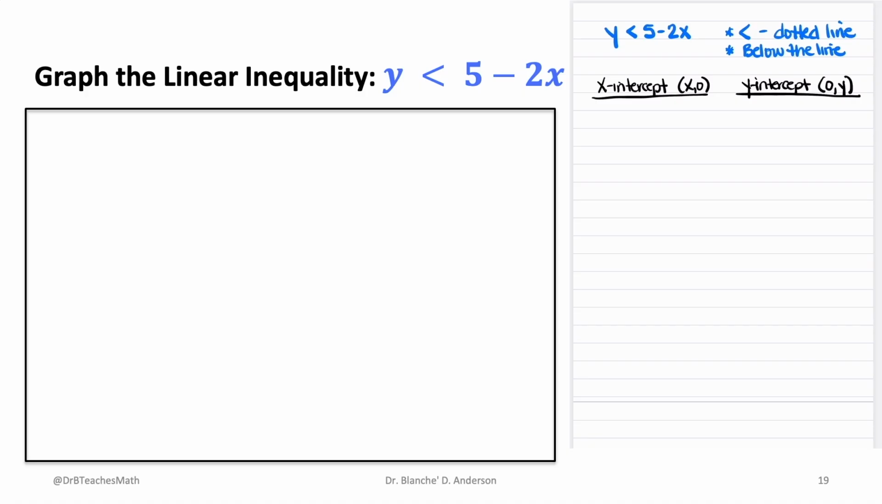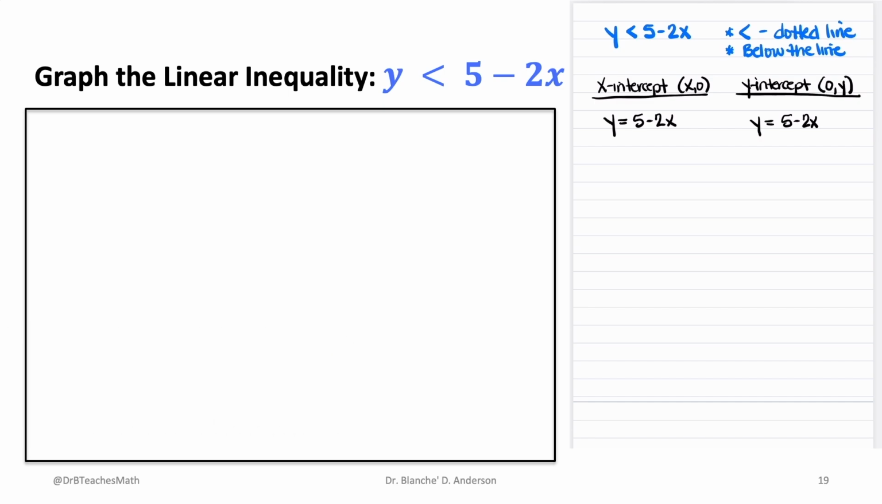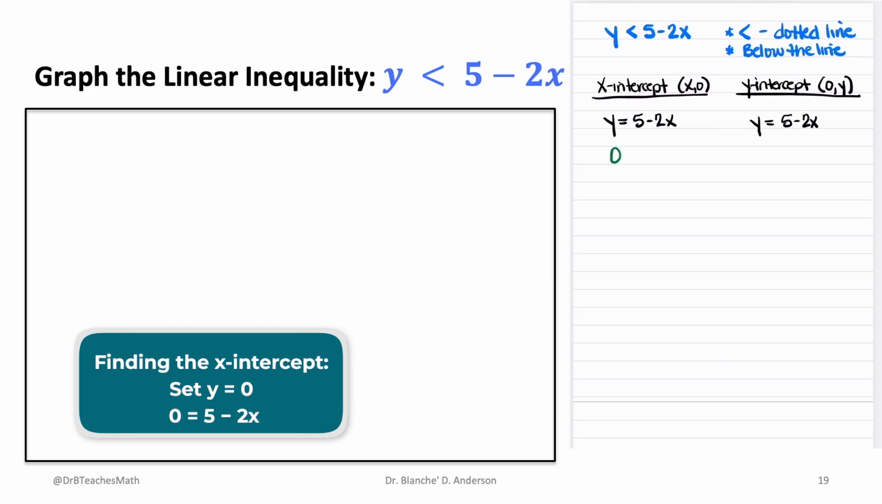So when I do that, I say y equals 5 minus 2x. I just change it into an equation. After I have written them as equations, the next thing I do is find the x-intercept and the y-intercept. Let me do the substitution. When I'm looking for the x-intercept, I'm going to turn y to 0 and then find x. So I'm going to set y equal to 0. So I have 0 equals 5 minus 2x.